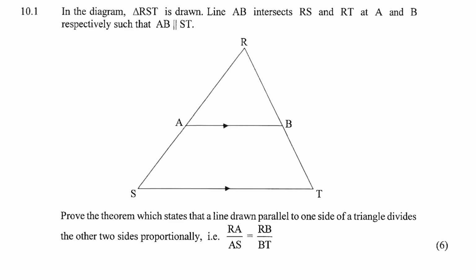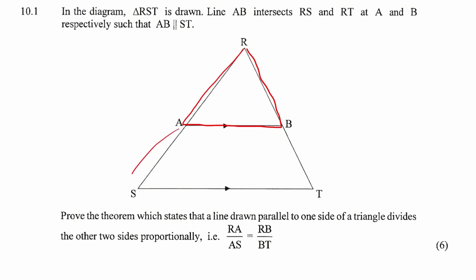So here in this question, we have a proof. The way that this proof works is the following. You want to eventually try prove that RA over AS is the same as RB over BT. So what we're going to start off with is this triangle because that'll give us RA.